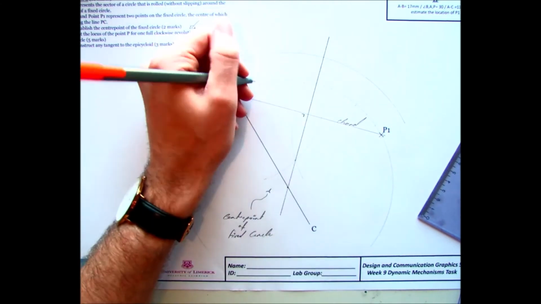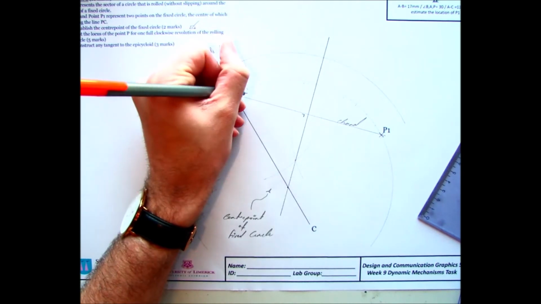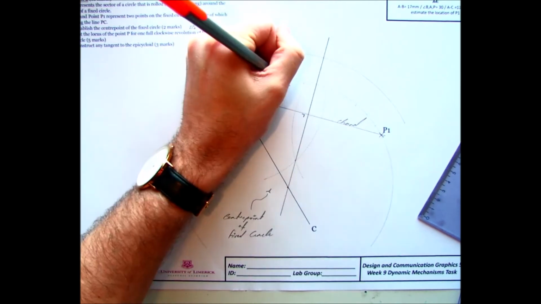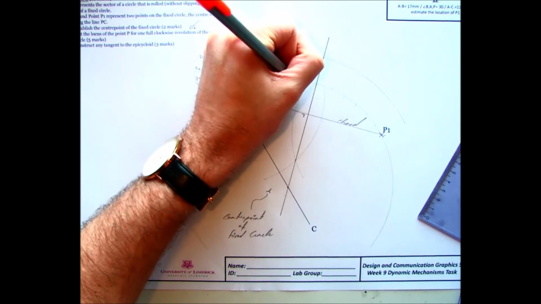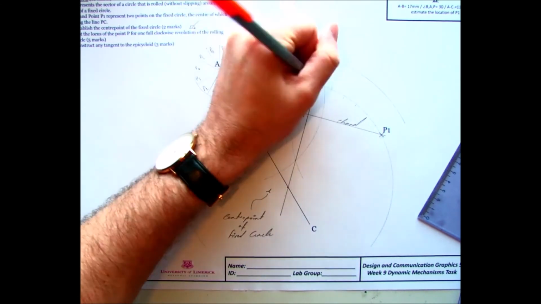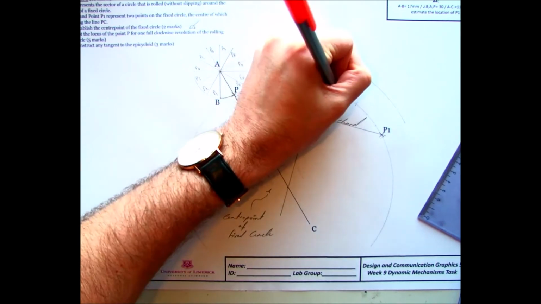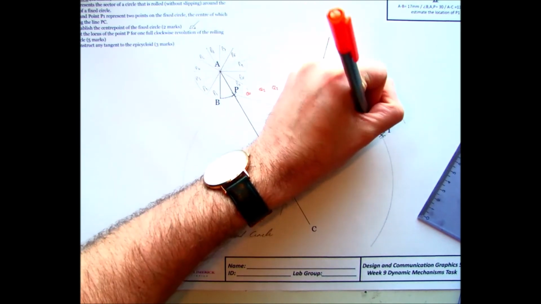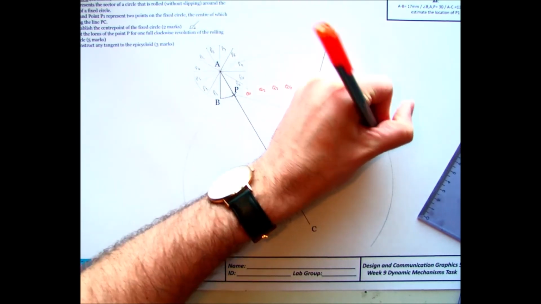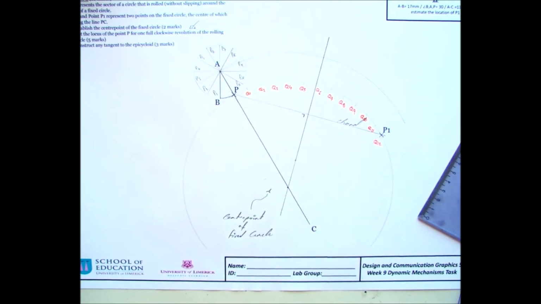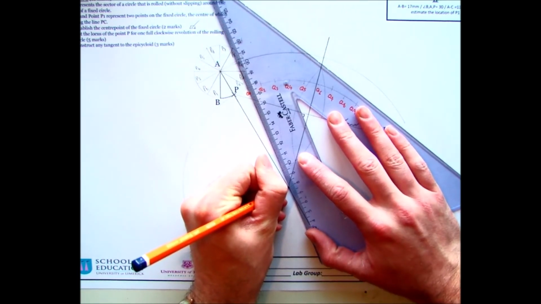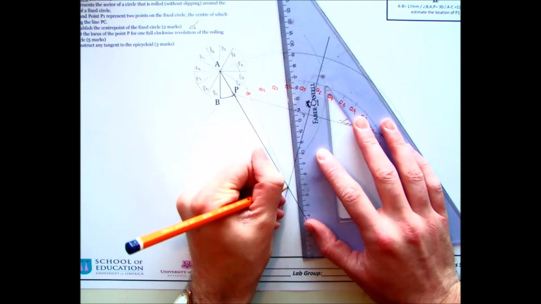I'm just going to start calling them Q1, Q2, Q3, Q4. Okay, now that I have them marked, what I can do is extend my line from the centre of my fixed circle through each one of these points I've just identified, like so.